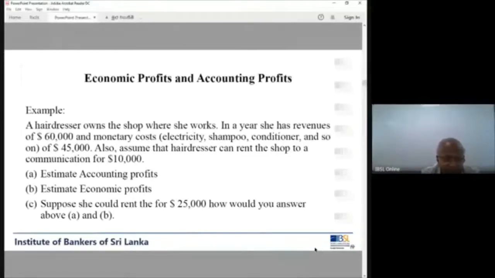You are getting 25,000. And this is a good question to understand the meaning of accounting cost, economic cost, accounting profit, and economic profit, and their usefulness in the decision-making process, in taking decisions, right? Okay, it's a good question. This I got from one of the UK textbooks.